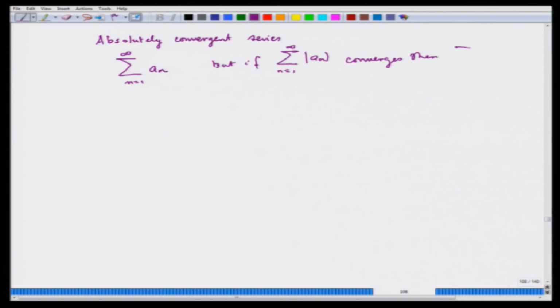then n equal to 1 to infinity, then we say that summation a_n absolutely converges. But there could be an alternating series which need not absolutely converge, but just converge by the very basic definition of convergence. Such a series is called a conditionally convergent series.